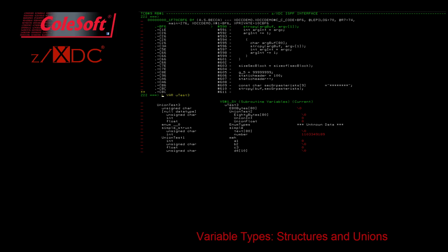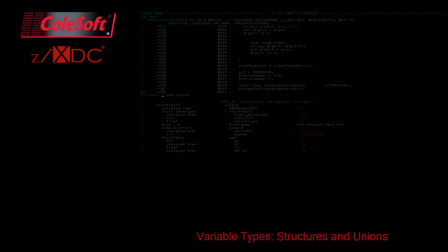A structure is a way to organize related fields and variables together. Unions are a special form of structure where the variables defined within all overlay each other, allowing a variable to be treated as more than one type at a time, such as both character and float. Structures may be embedded within other structures or arrays. cXDC can display structures and layers of structures within structures.